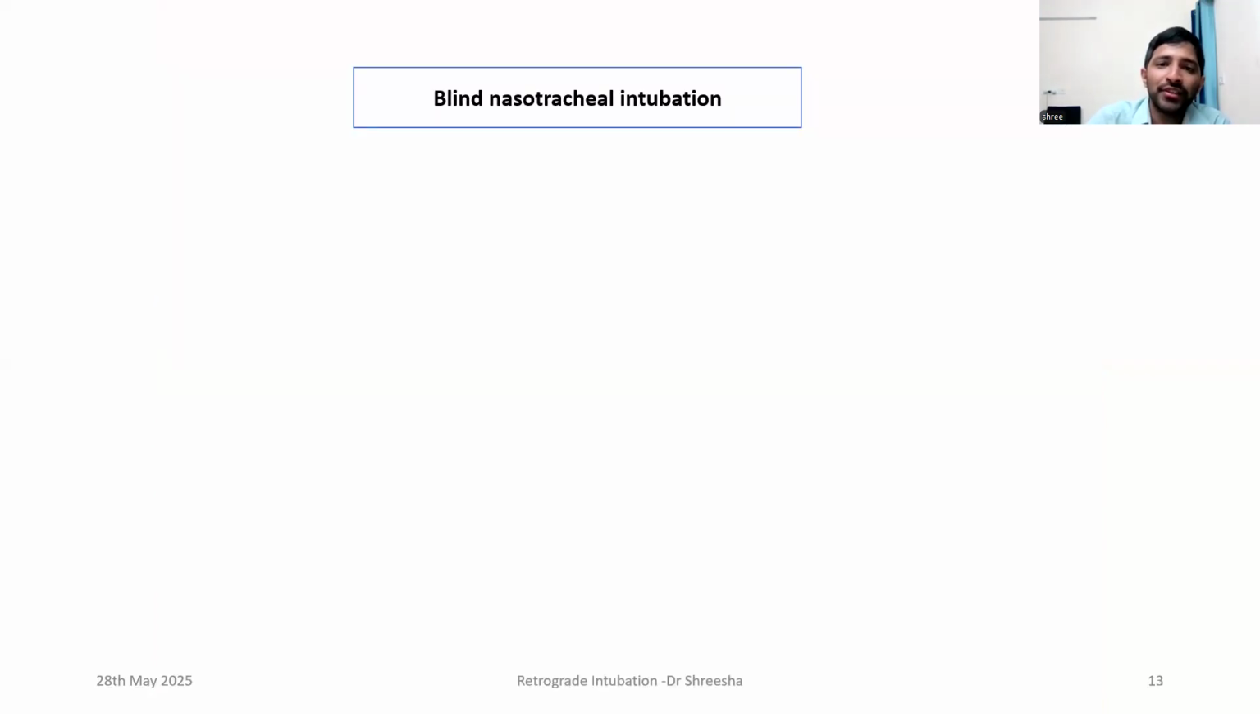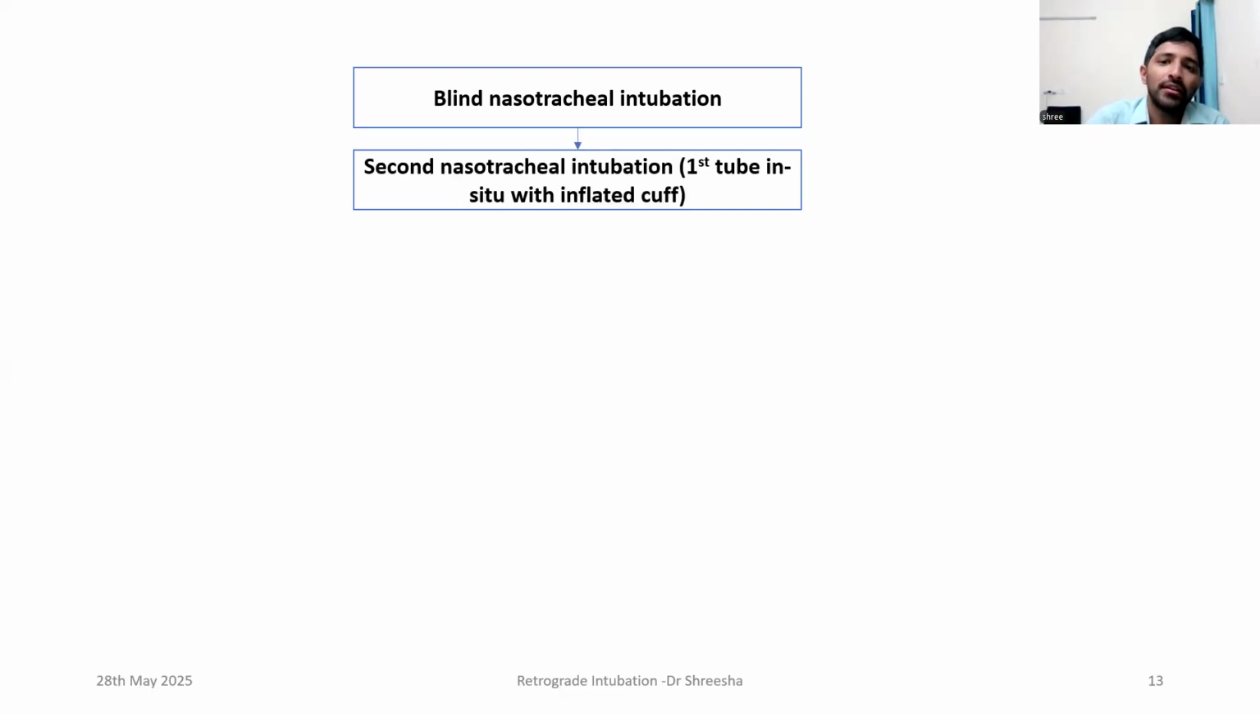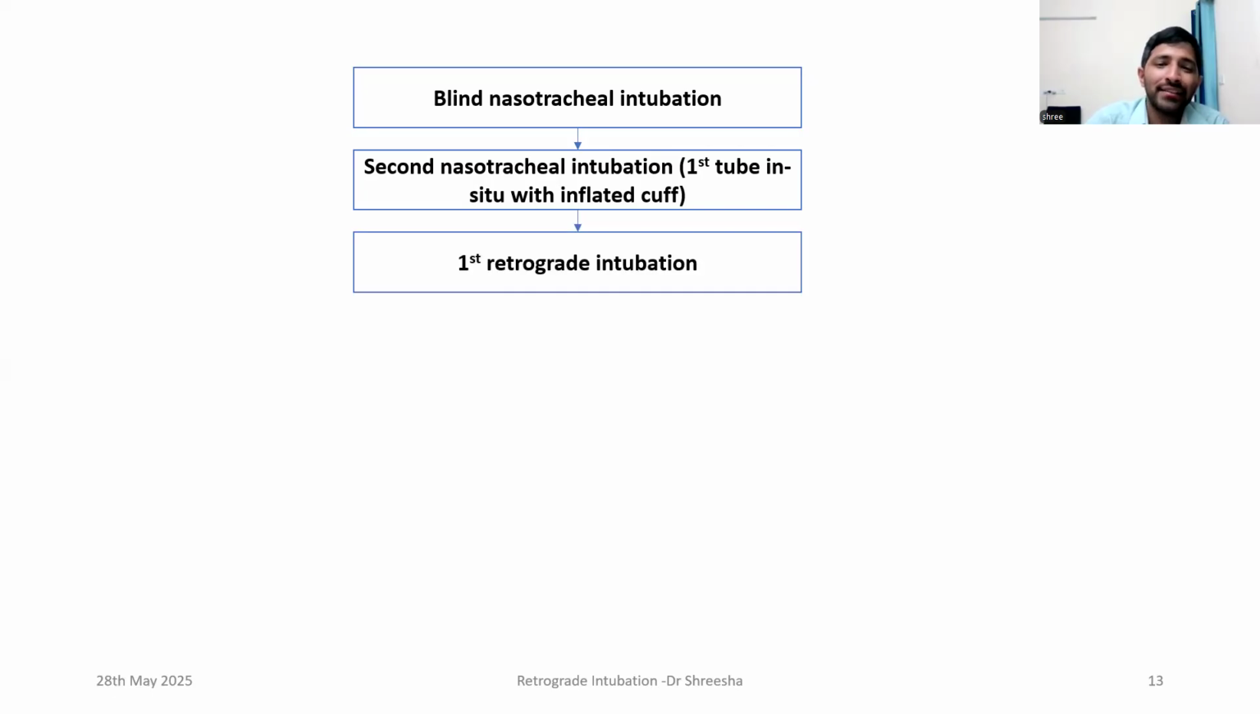So what was actually done in this patient was, initially we were not sure how to proceed with this particular airway. So we went ahead with blind nasotracheal intubation. This was given two attempts. Once we passed the tube into one nares and inflated the cuff, it was not in the trachea, and with the inflated cuff in place, we passed the second tube using the second nares, and somehow again it was not in the trachea. At this point we thought of retrograde intubation.